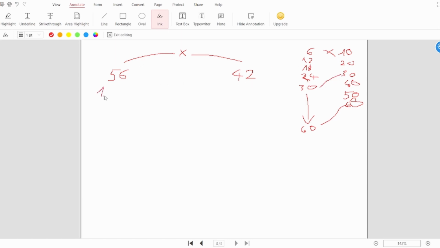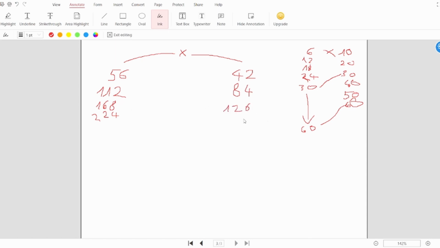That's going to be 112. After that, you add on another one. That's going to be 168. Now if you add on another one, it's going to be 224. Now if you add another one, it's going to be 126.